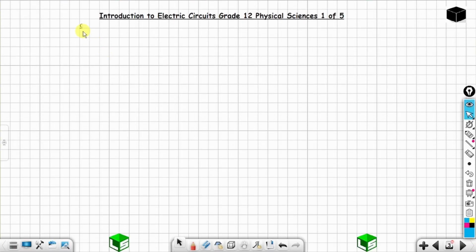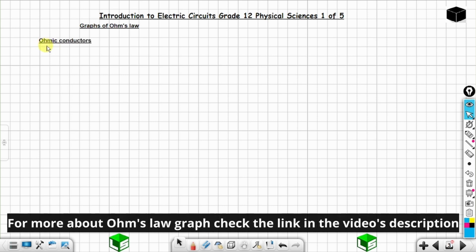Okay, let's see graphs of Ohm's law. So you have ohmic conductors, conductors that obey Ohm's law. For ohmic conductors, you are going to have this. You can have voltage on the x-axis and current on the y-axis, or you can have current on the x-axis and voltage on the y-axis. Depending on what you have on the x-axis and what you have on the y-axis, you are going to have a different slope or gradient.